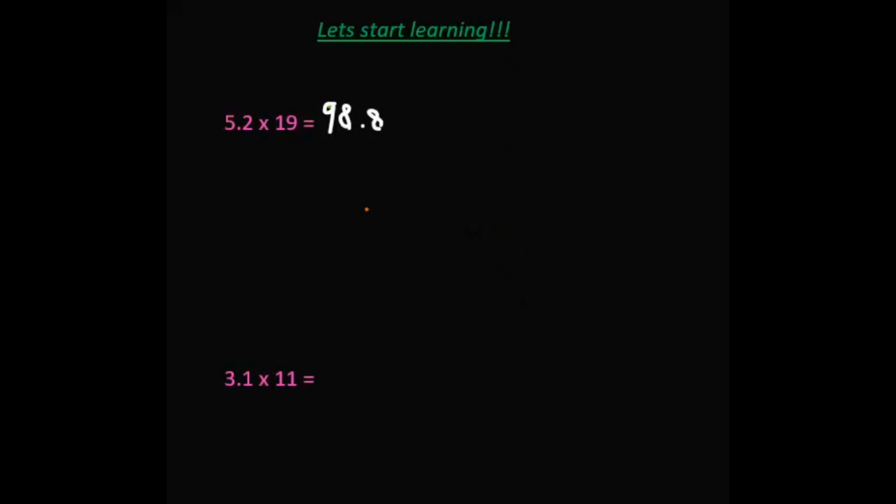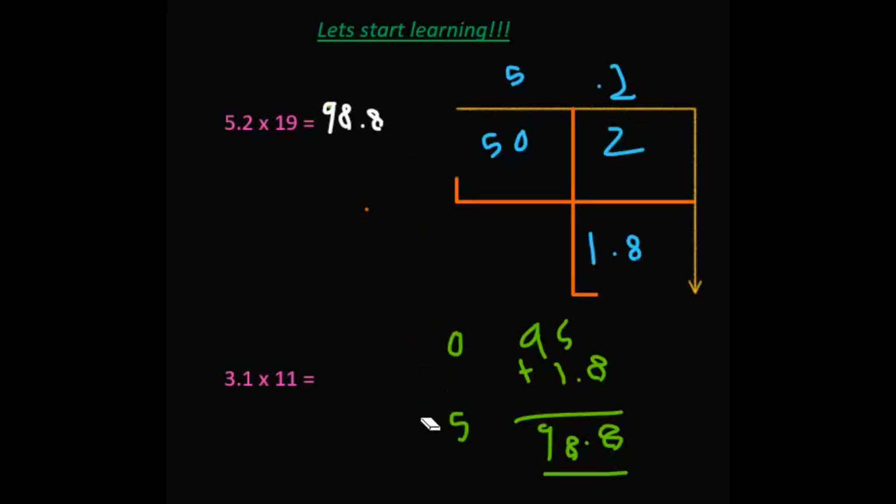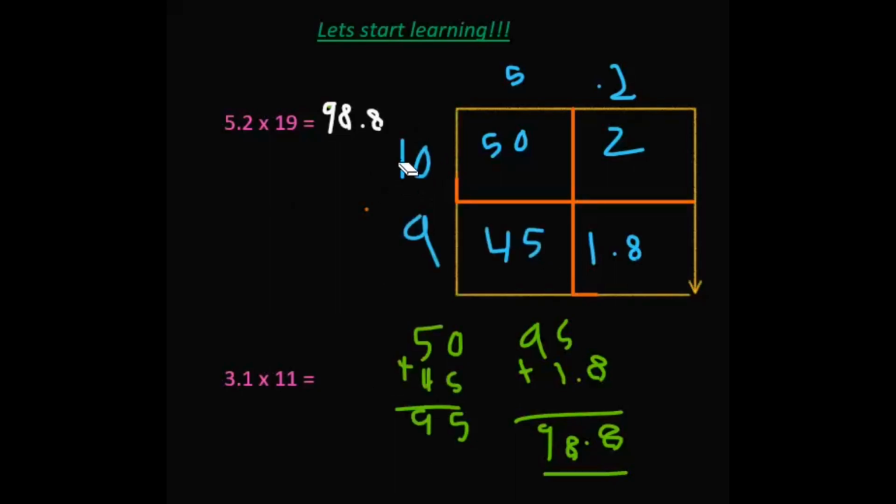Okay, so now let's move on to the next problem. 3 and 1/10 times 11. So let's draw our... wait, let me just go back. Okay, so I'm not going to erase everything like I thought I would. So I'm just going to erase. Oopsies. Okay, so let's restart erasing again.